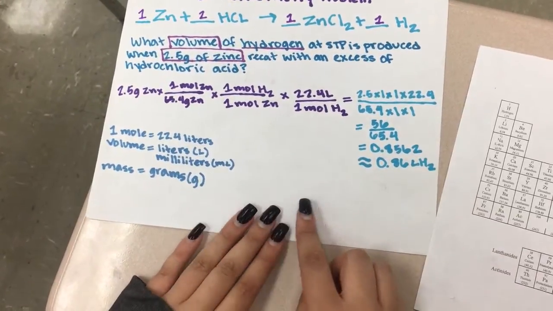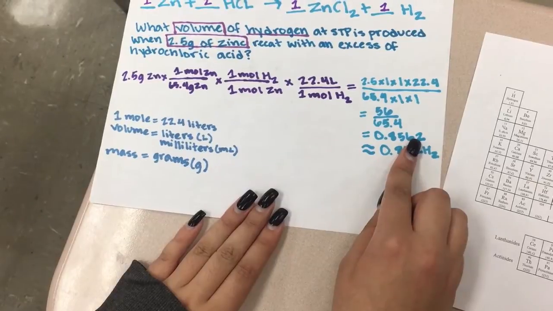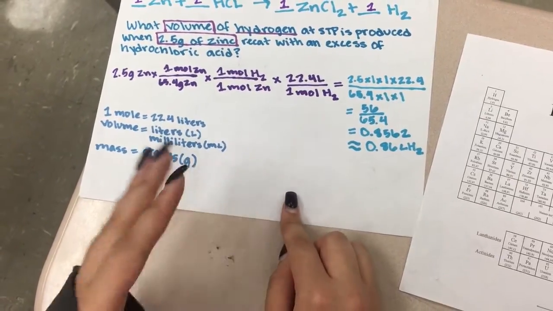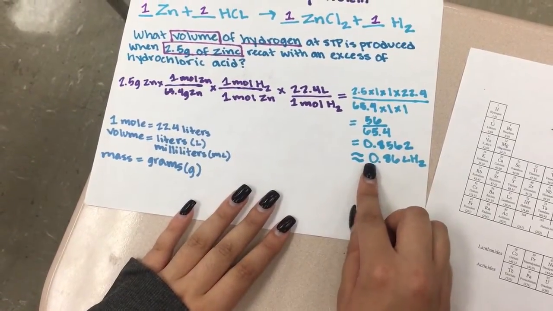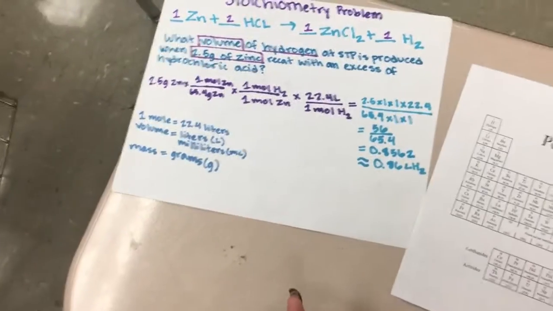You put it in your calculator, and 0.8562 is going to come out. You could also round it off, and it's going to be about 0.86 liters of H2, and that's how you get your answer. Thank you for watching.